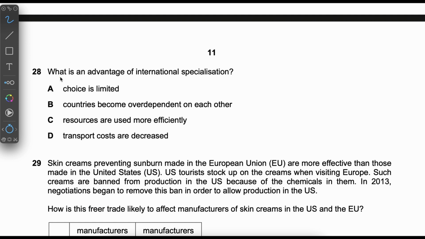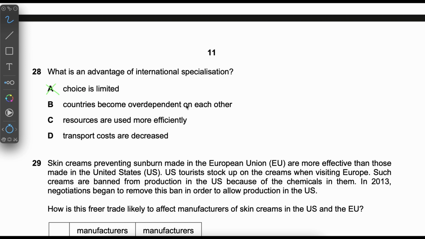Okay, 28. What is an advantage of international specialization? Okay, so international specialization, remember, that's when countries specialize in producing a certain good compared to other countries. So an advantage. All right, choice is limited. Well, straight away, that is a disadvantage. If choice is limited, that's not a good thing.